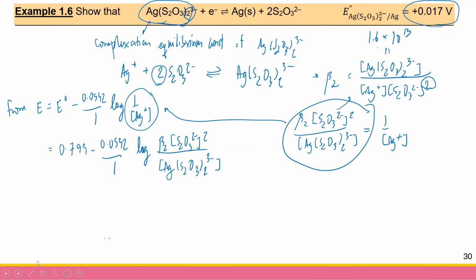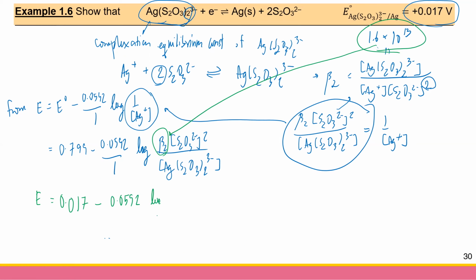Let me change my pen. Let's do green. This one has beta, so you substitute beta here to here. All right. So what will you get? You will get something like E is equal to 0.07 minus 0.0592 log. I will let you do the algebra at home. That shouldn't be too hard. So you will get this Nernst equation of this one.